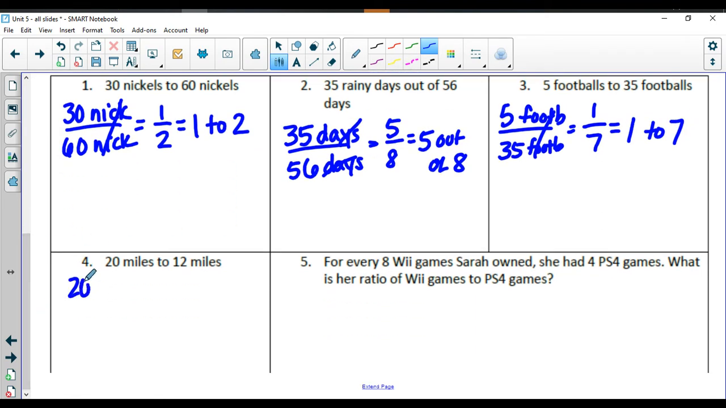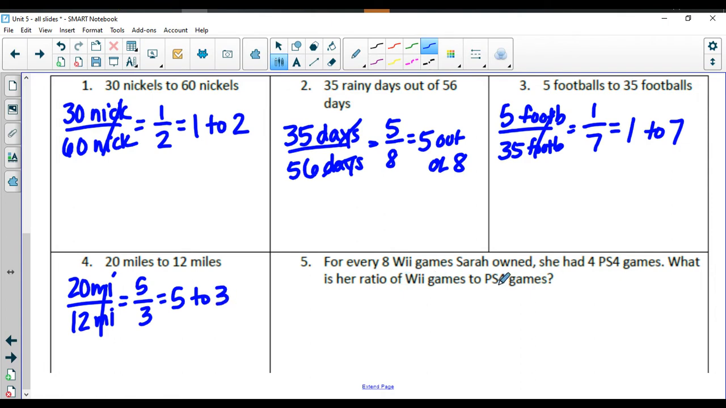20 miles to 12 miles. Reducing 20 over 12. Remember, this is one of those improper ones, so you're going to get 5/3. And I'm going to rewrite it using the word 2.